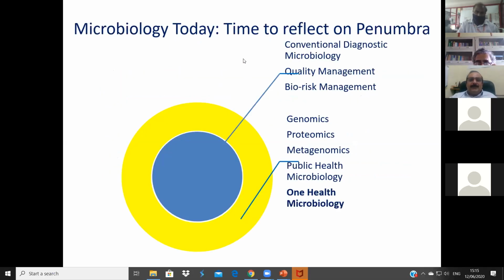So this diagram I have been showing for the last 3 years, and I say that as a medical microbiologist, we have to look at the penumbra. We have been looking at this umbra for a long time, doing conventional microbiology, quality management, biorisk management, but then all these proteomics and genomics, we never paid much attention to them. But now slowly and steadily, we have to talk about them. We have to talk about metagenomics, next generation sequencing, public health microbiology and ultimately One Health microbiology.